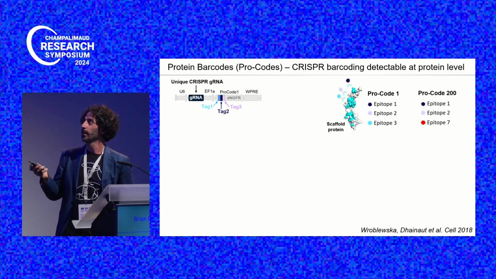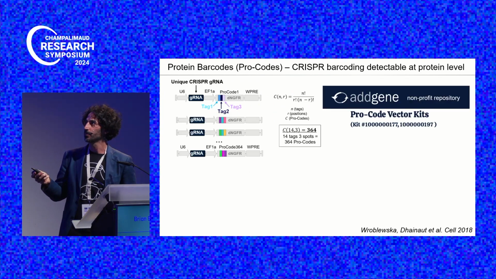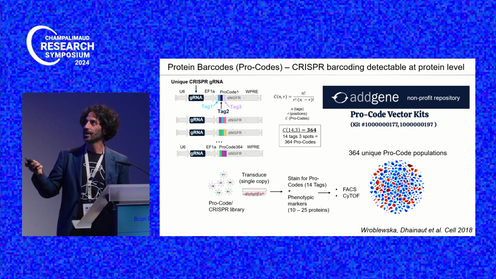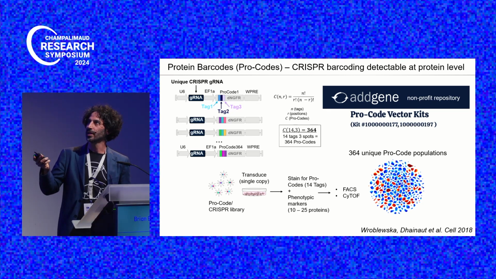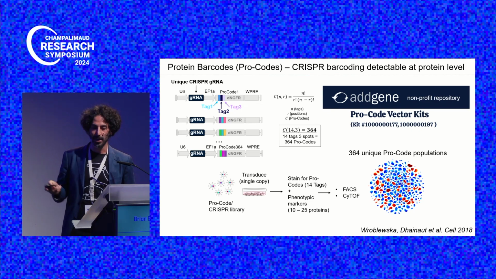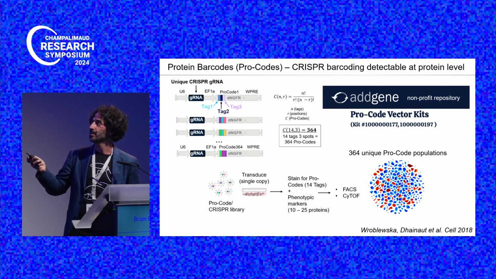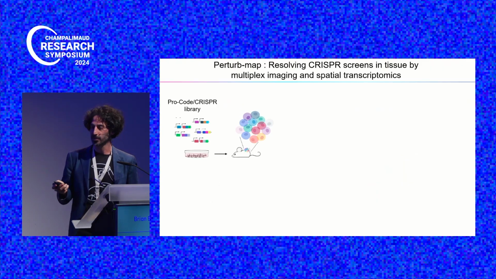So a couple of years ago, we came up with a technology. I'm going to skip through the details. It's a protein barcode technology that allows us to read out CRISPR screens at the protein level. We call them procodes. And all you need to know is that each procode is linked to a different guide RNA. You can buy them on Addgene. I get no money from this, but it's a technology that's very easy to access. And we published a few years ago.